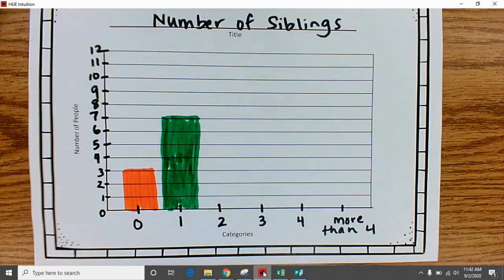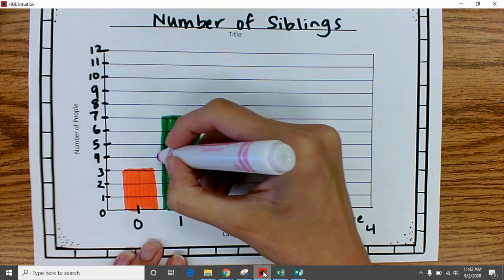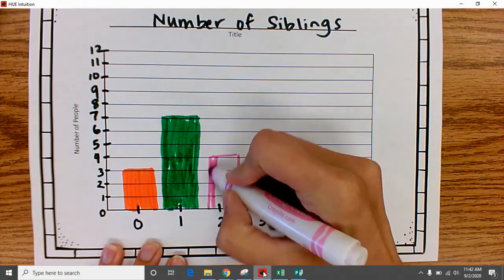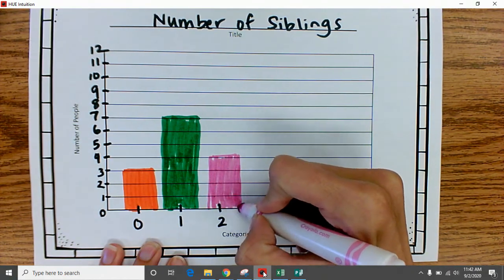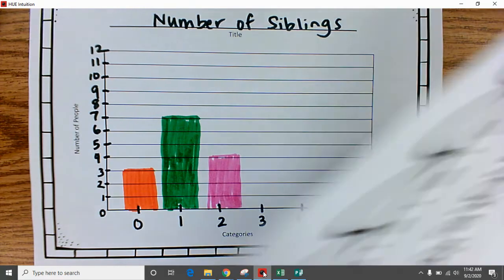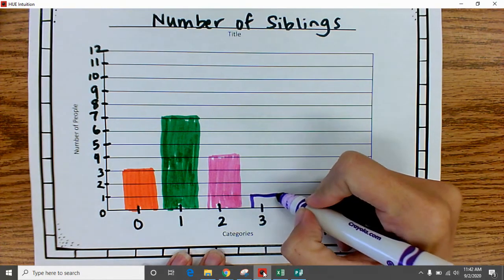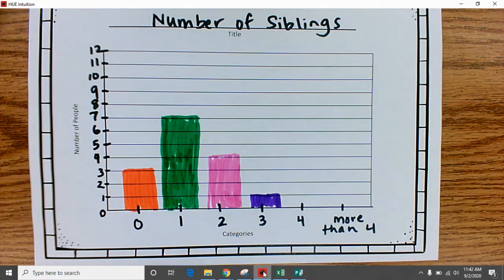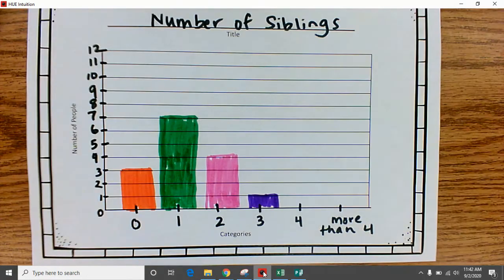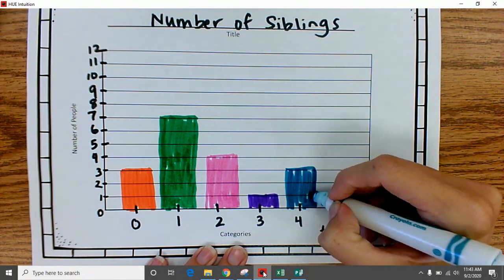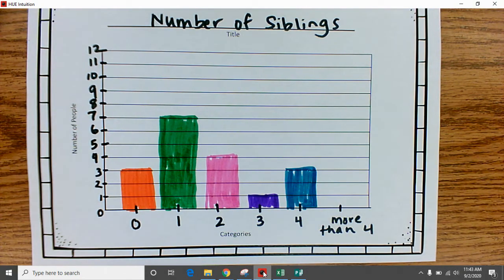All right. 4 people had 2 siblings, so let's draw a bar for that up to the number 4, which is right here. I could also count up 1, 2, 3, 4 bars. All right. These people all had 2 siblings. All right, let's see how many had 3. Oh, only one person had 3. So that's going to be a tiny bar. And let's see, 3 people had 4 siblings. And it looks like 2 people had more than 4.